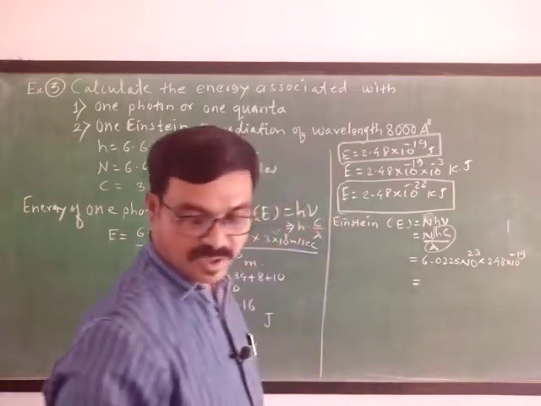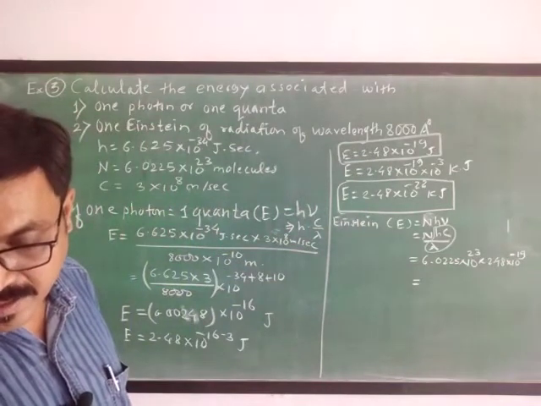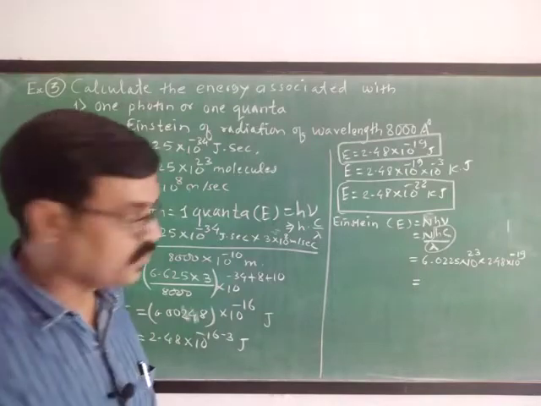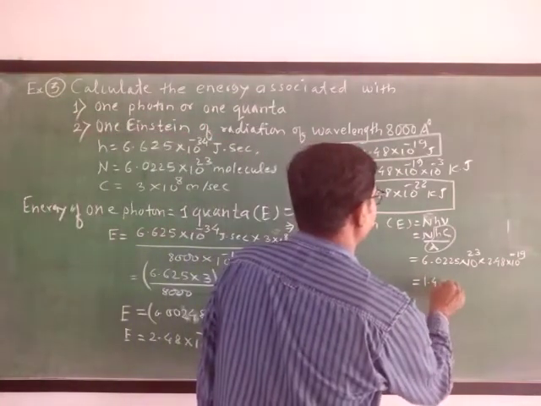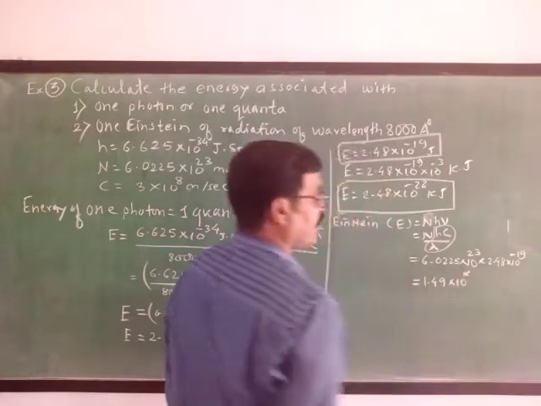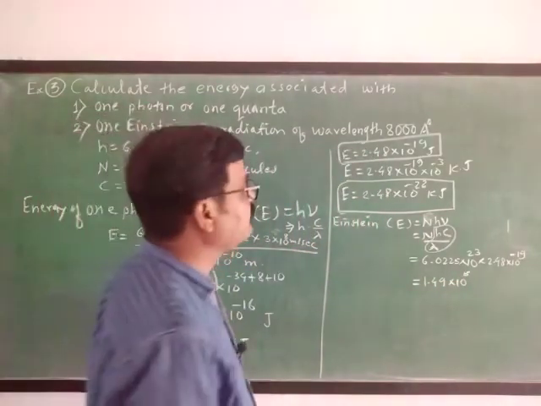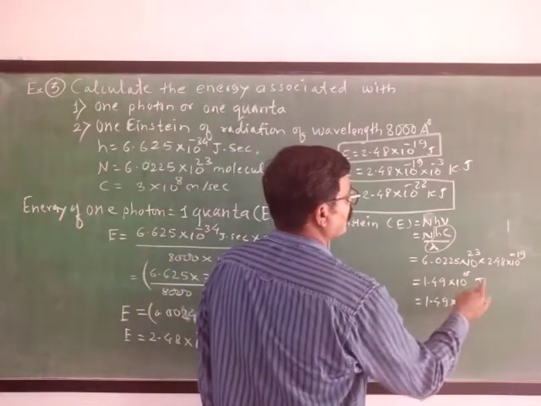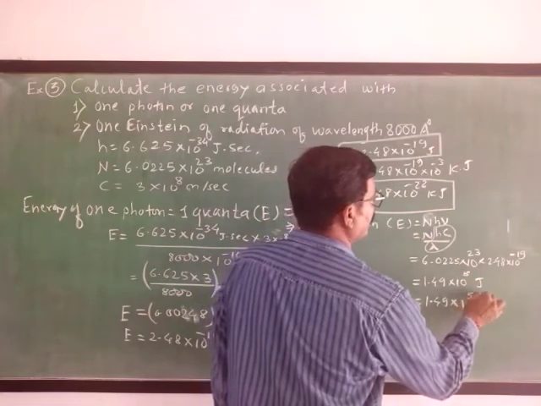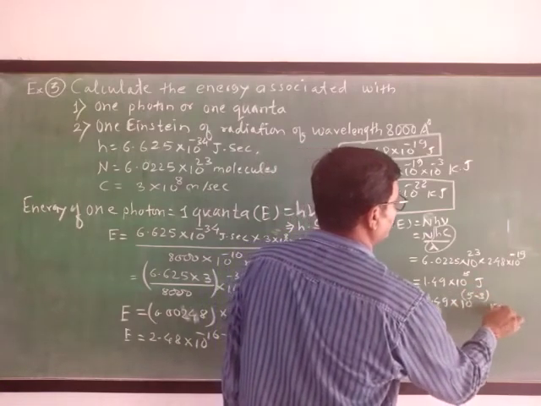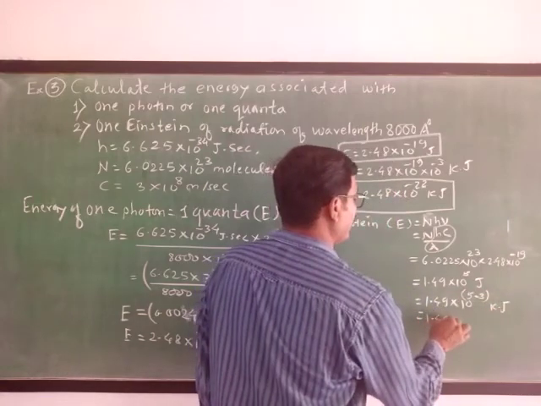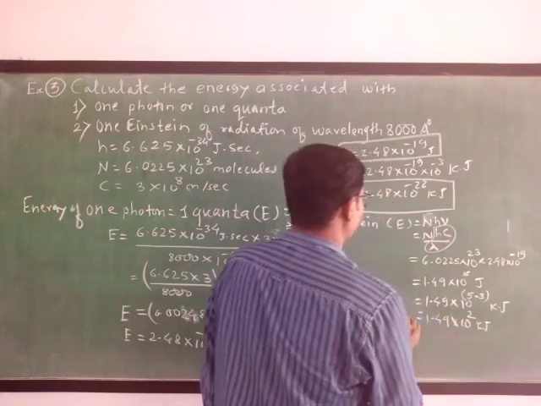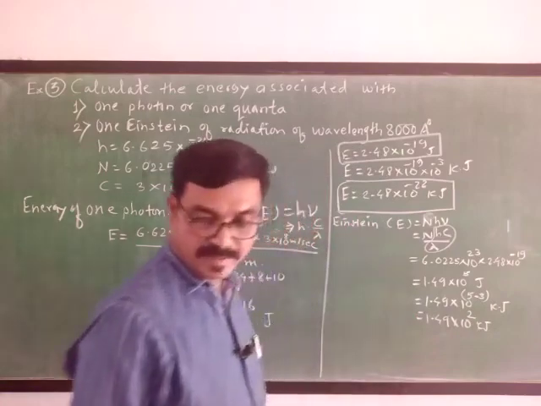That's why after solving, the value comes out to be 1.49 into 10 raised to power 5 joules. Now if you have to convert it into kilojoule, you know minus 3 means 10 raised to power 5 minus 3. That's why 1.49 into 10 raised to power 2 kilojoule. This is the value of energy in Einstein.